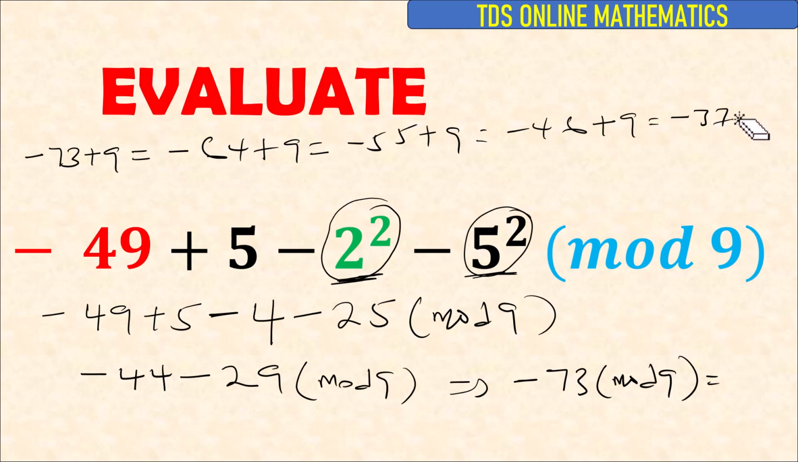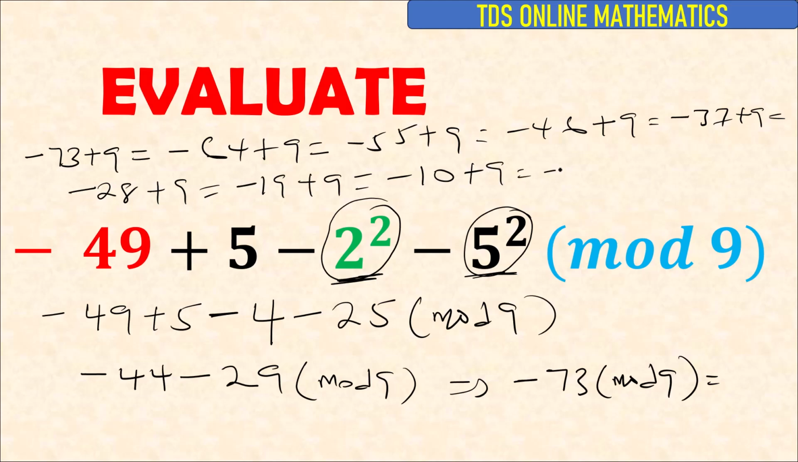So plus 9 again, we have minus 28. So plus 9, minus 19, plus 9, minus 10, plus 9, minus 1, plus 9, 8. Okay, so that's the answer. So the answer is 8.